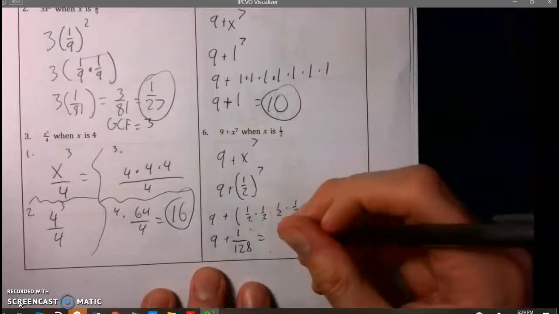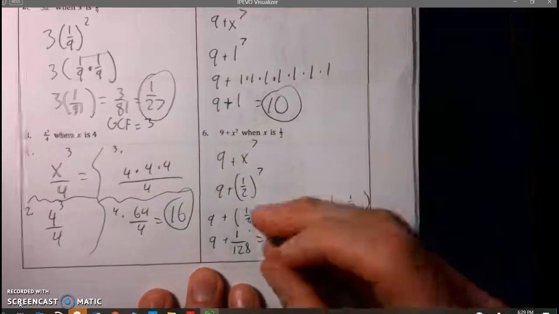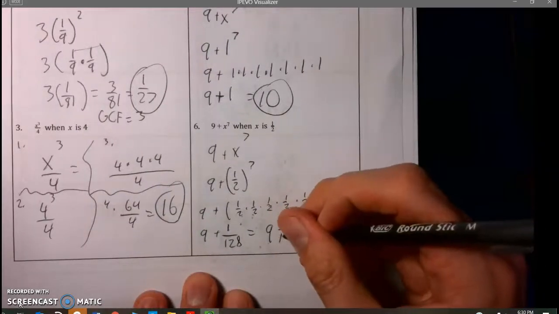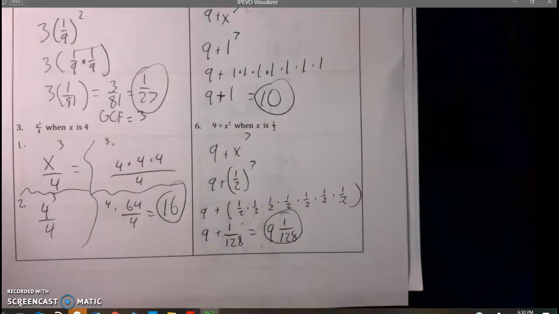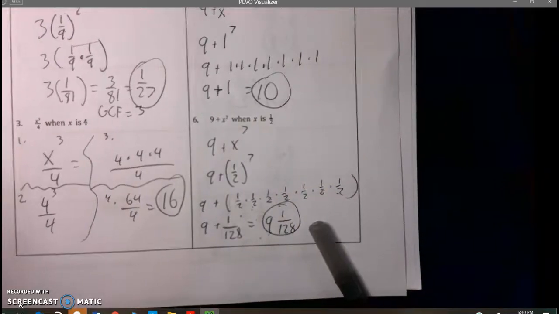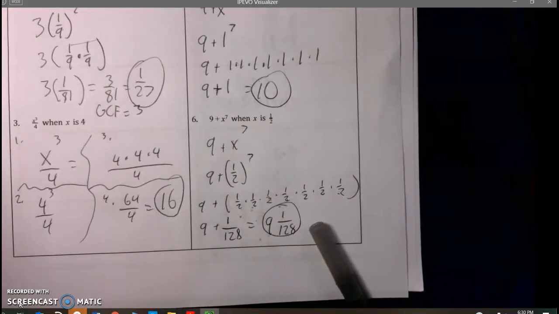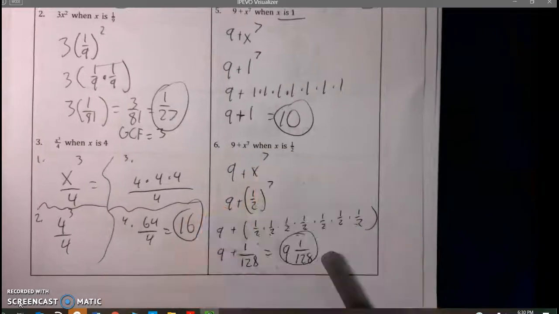Adding a whole number to a fraction, that would just be a mixed number. So 9 plus 1/128 is just 9 and 1/128. All right. So check your work, and then we'll move on to our next activity.